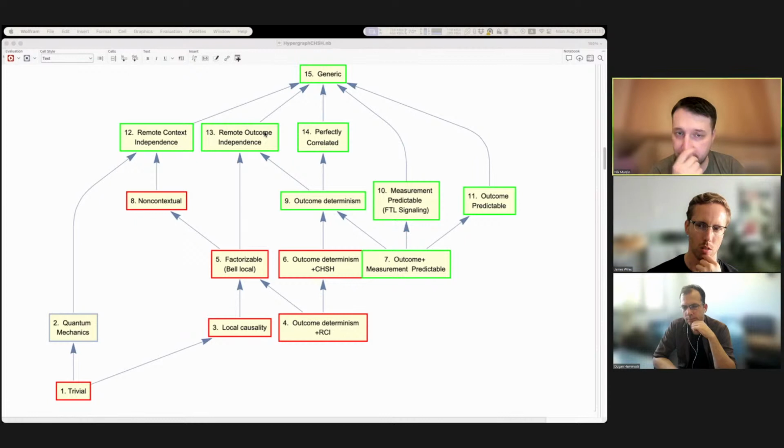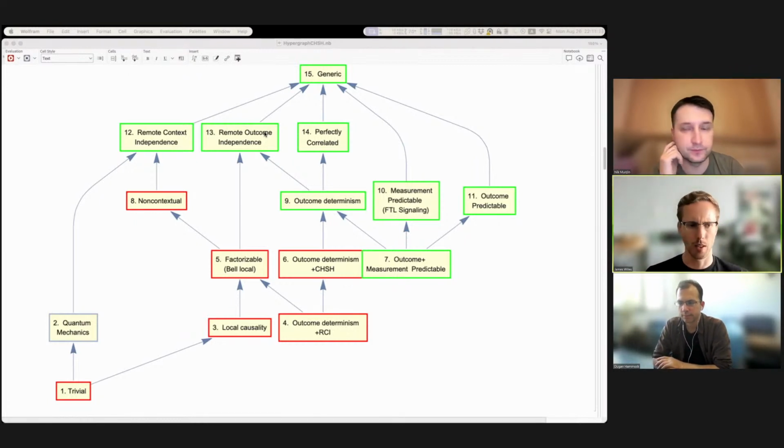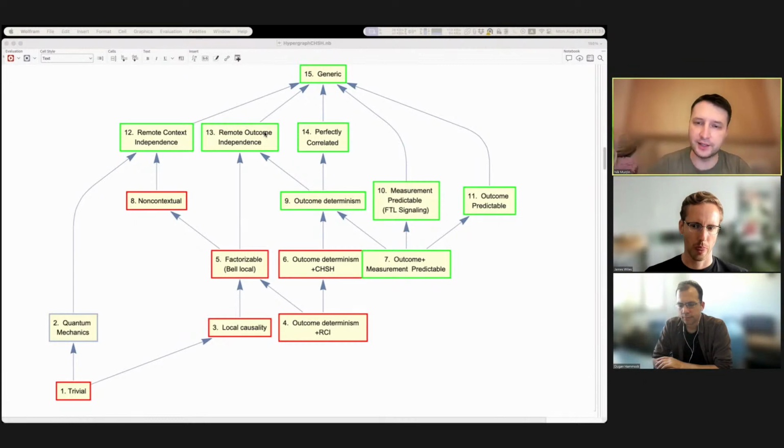Well, it doesn't mean it doesn't lead to it. In other words, the fact that quantum mechanics is only linked to remote context independence. Well, it's not showing the links, but it's showing the set inclusion. So if there's an arrow, it means all the models of quantum theory are included in all these models. So you can say that all the quantum mechanical models are context independent, but not all context independent models are quantum mechanical.